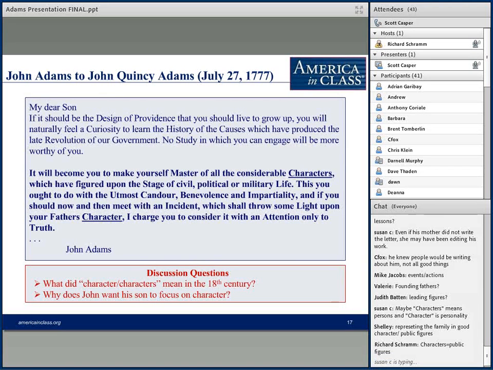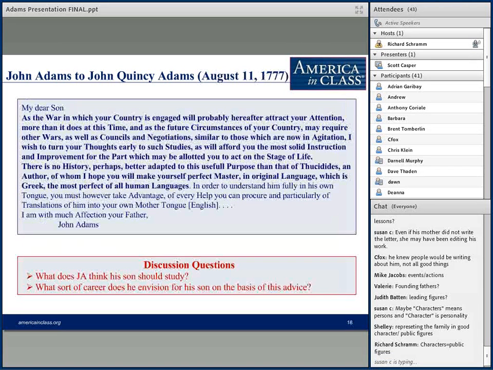As we move forward, just about 2 weeks, John writes to his son again, this time offering some very specific information about what young John Quincy ought to study. Richard, do you want to take this one?